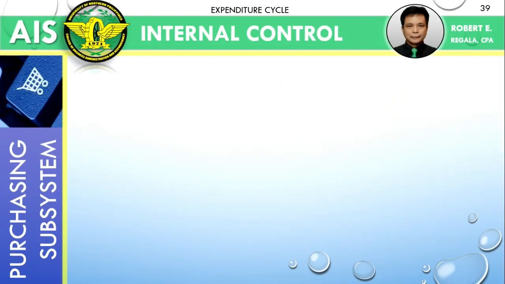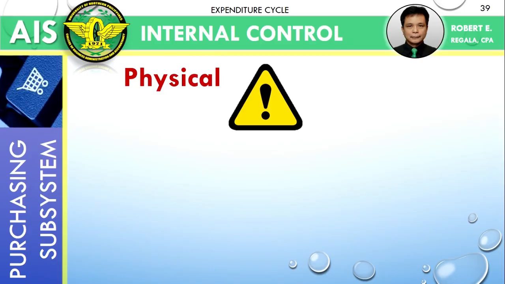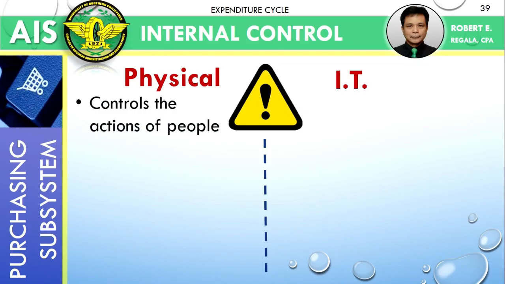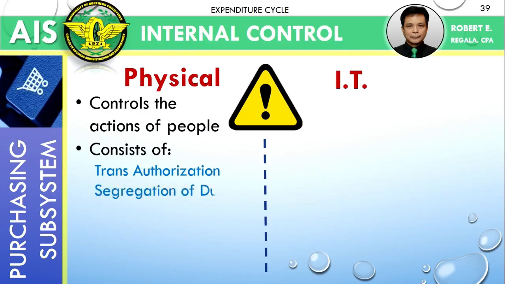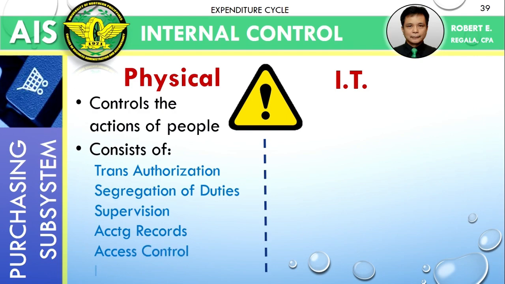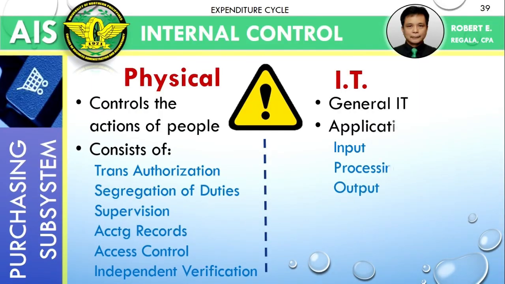Internal control activities consist of 1. Physical controls and 2. IT controls. The purpose of physical controls is to control the actions of people. These consist of 6 classes of internal control activities. 1. Transaction authorization. 2. Segregation of duties. 3. Supervision. 4. Accounting records. 5. Access control. And 6. Independent verification.